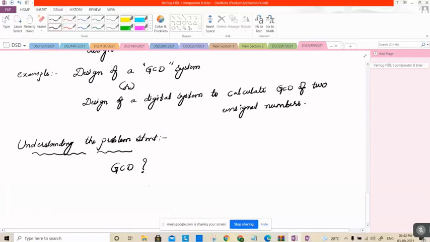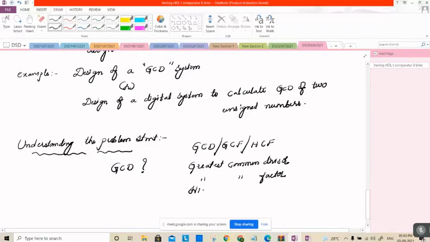GCD or GCF or HCF: the greatest common divisor, or greatest common factor, or the highest common factor. Now tell me how to design a system for this.